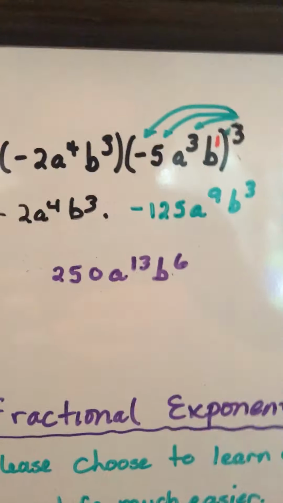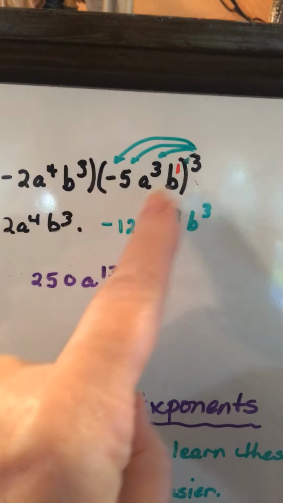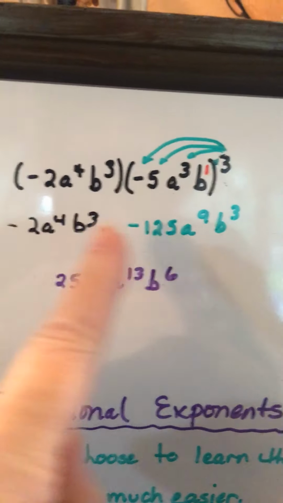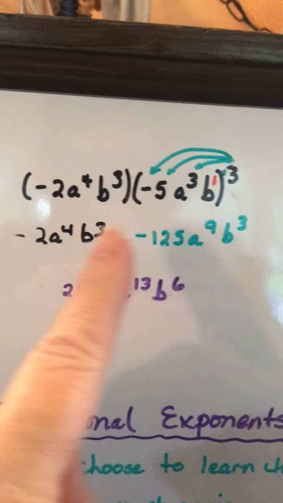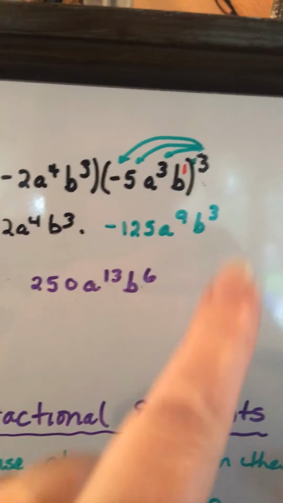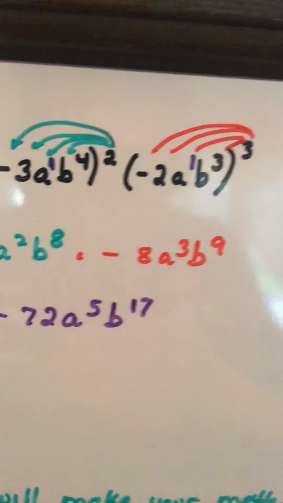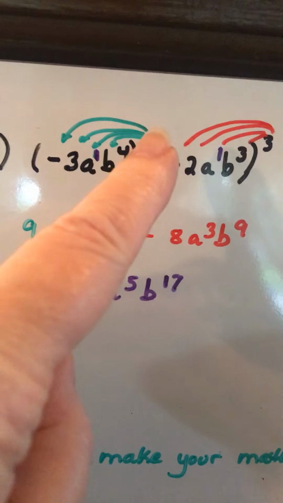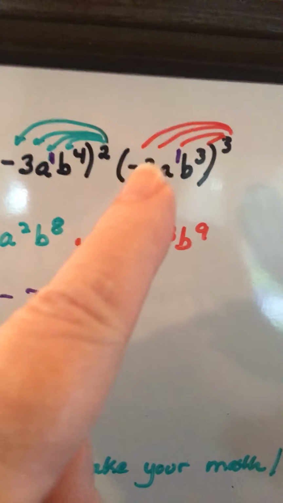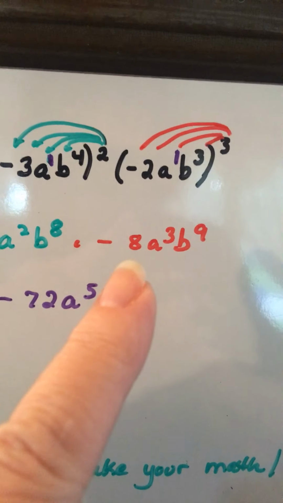Over here, 2 for 1. I do the cube. A negative cubed is negative. 5 cubed is 125. A to the ninth, b to the thirds. Now I just multiply. Negative 2 times negative 125. Add my exponents, add my exponents. Over here, I have to play the game twice. A negative squared is positive, so I get a 9. A squared, b to the 8th. A negative 3 times is negative. 2 cubed is 8.